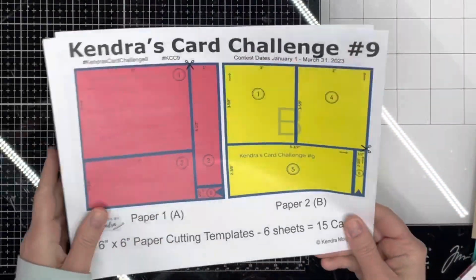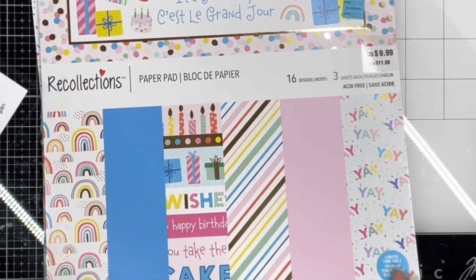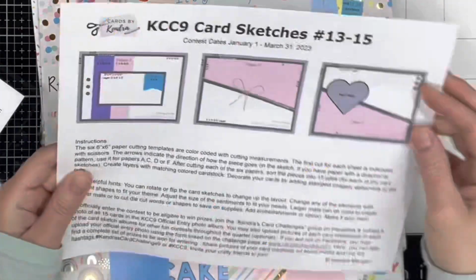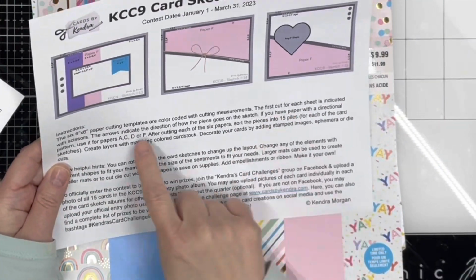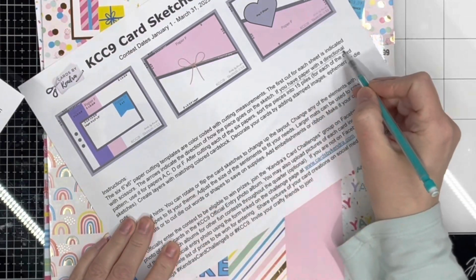I wanted to share with you some more of Kendra's card challenge number 9 while there's still time to get your cards in. The contest ends at the end of March, so I have given you some ideas of how you can get 2 sets completed, and I'm going to show you how I put mine together.